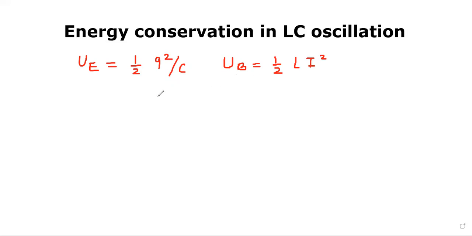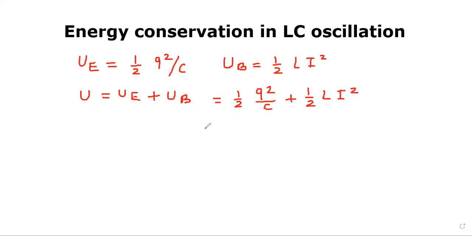Now let's find the sum. U equal to U_C plus U_L, which is equal to 1 by 2 Q square upon C plus 1 by 2 L I square. Let's assume Q equal to Q0 cos omega t. Now we find current from here.